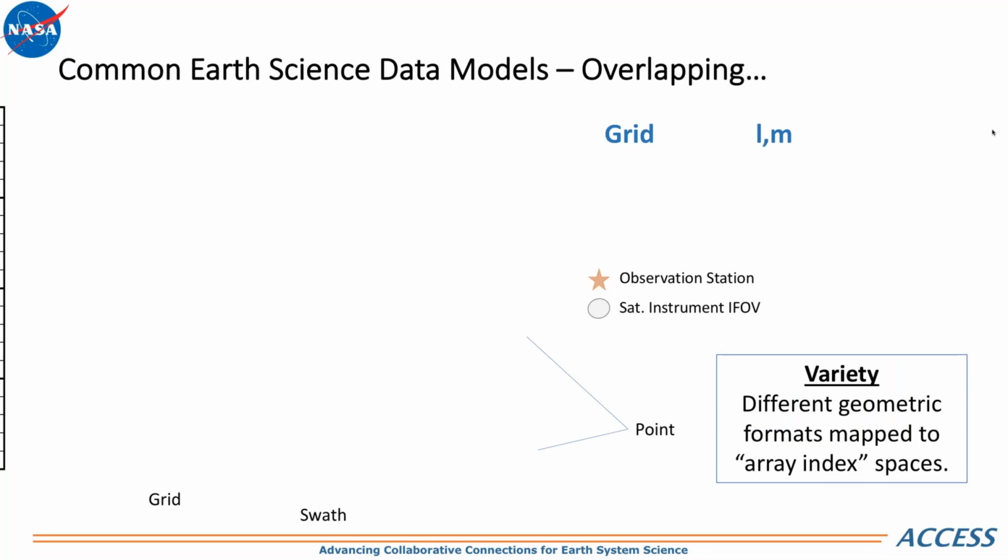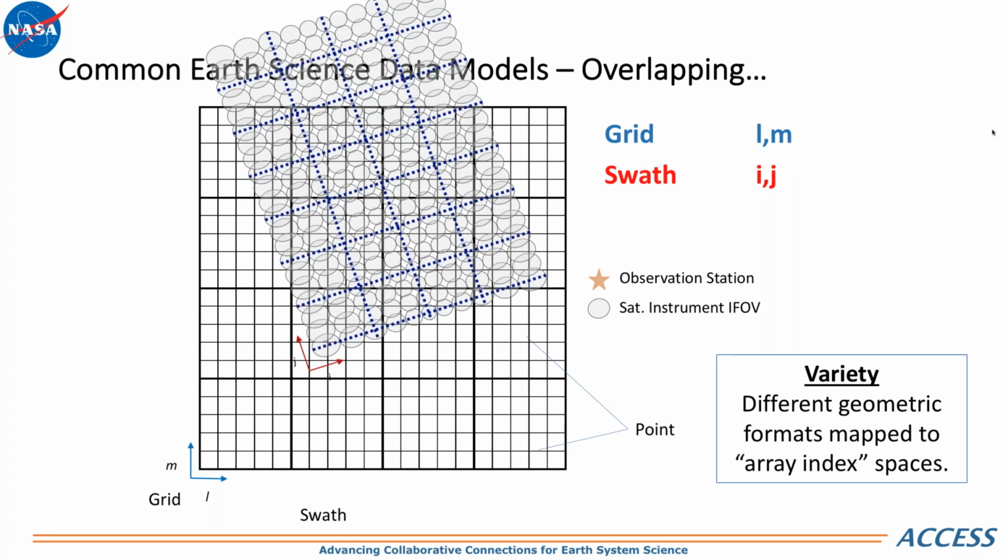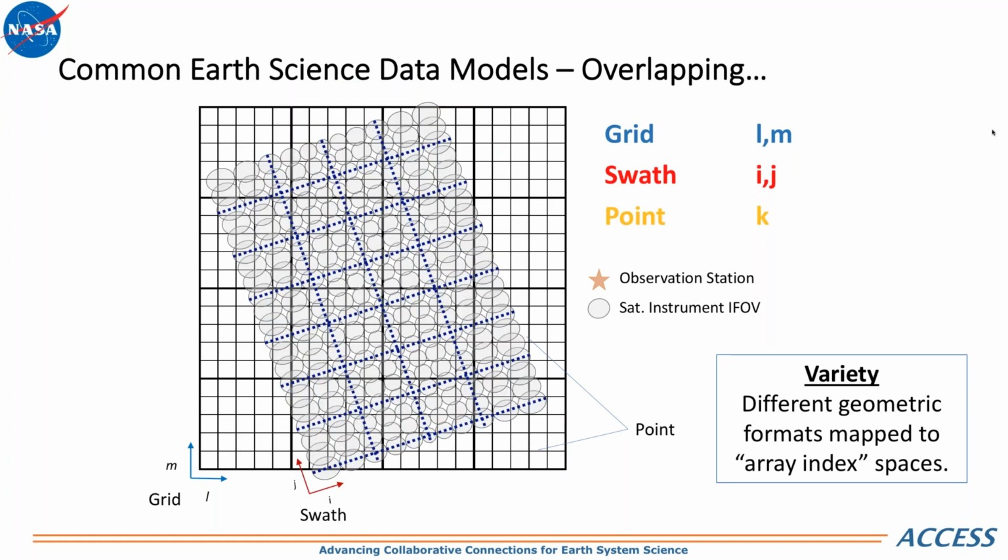So for example, if we have grid data, swath data, and point data, you can see that I'm indexing the grid with the indices L and M. Swath is at an angle to that, and you notice each of those different fields of view for the instrument has its own slightly different shape, being larger out towards the edge of the swath, and we're going to label it with I and J, different from L and M. And then the points show up wherever they happen to show up.